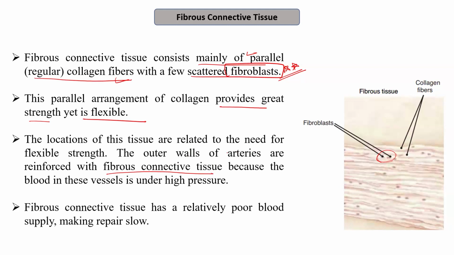The function of arteries is to supply blood to the organs. These blood vessels are usually under high pressure because they have to supply the blood to the organ. So the pressure is high inside the arteries, and therefore they require flexibility as well as strength to bear that pressure. Therefore, the fibrous connective tissue is usually present in the outer walls of the arteries. Fibrous connective tissue has relatively poor blood supply, making repair slow.